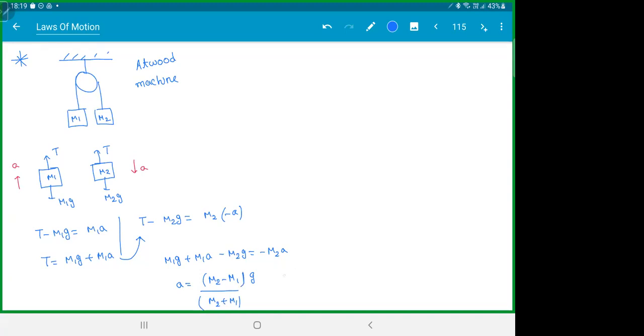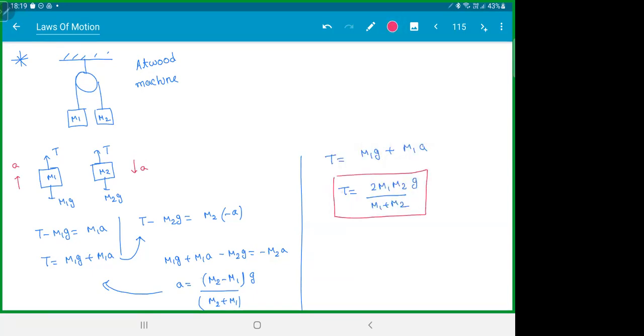Now, once you got the acceleration, you can put it in any equation. You can put it here. We end up with tension is equal to m1g plus m1a. If you substitute, I know the answer, I'll write it down. You can verify: 2 m1 m2 g by (m1 plus m2). You can derive, you can remember, helps. This is how you do it for m1, m2.